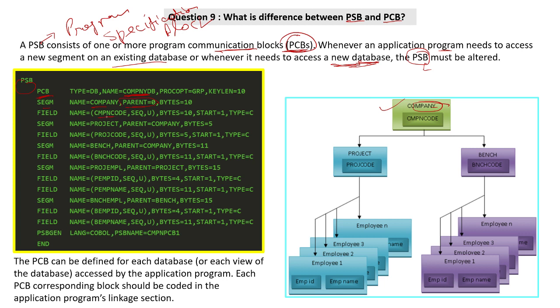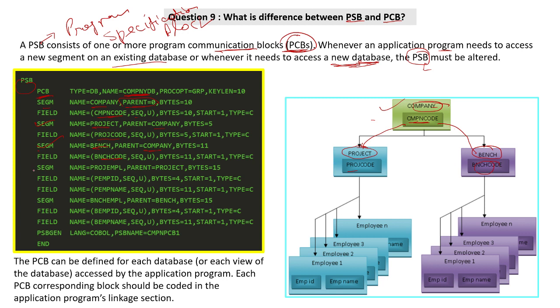Then we have the company code field here, with item sequence field, unique key, bytes, start and type. The next segment is project, and it has parent company. Under the project segment we have the project code field. Another segment we have is bench, and it also has parent company. In the bench segment we have the bench code field.